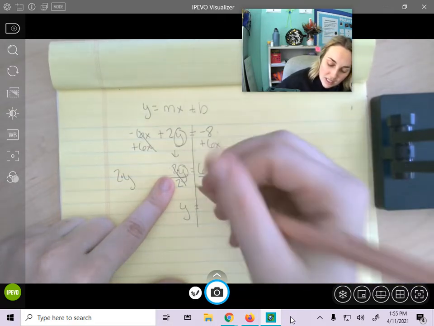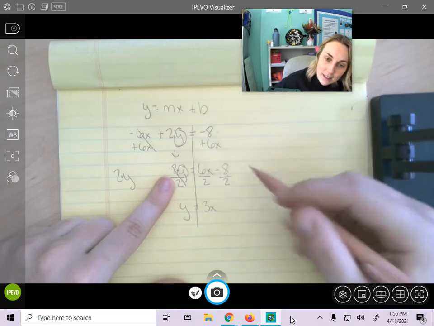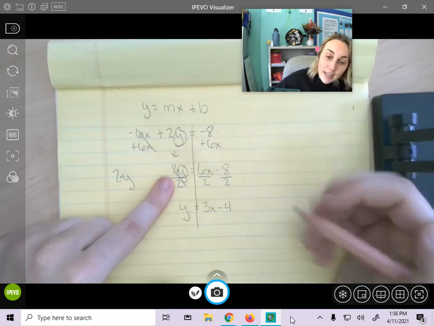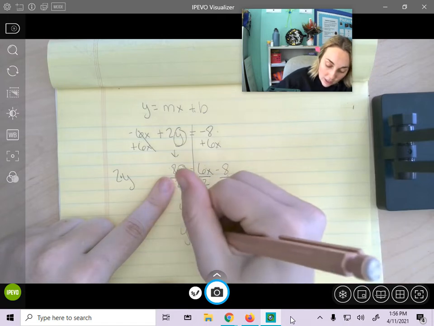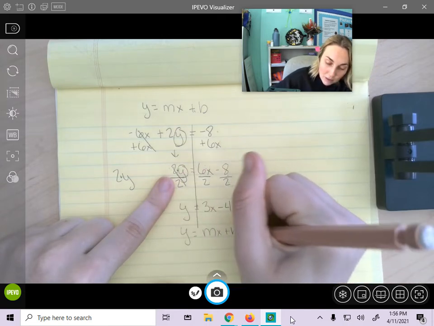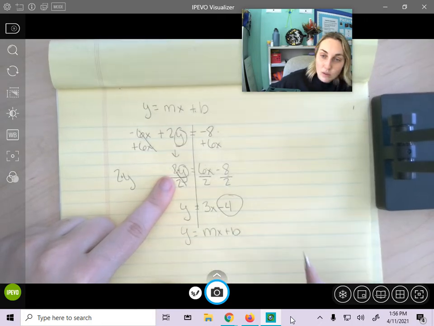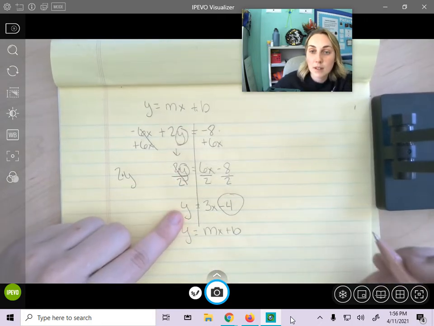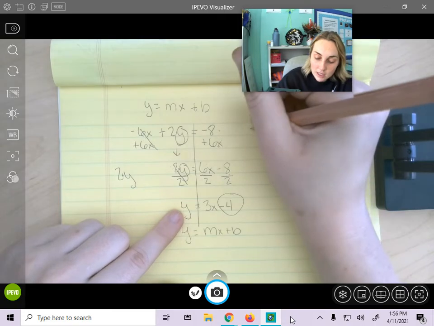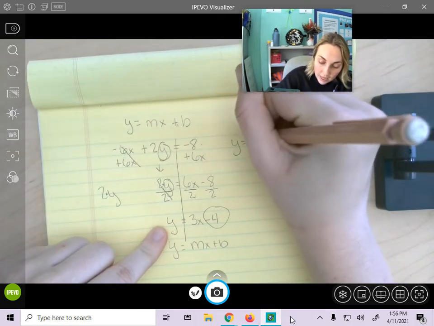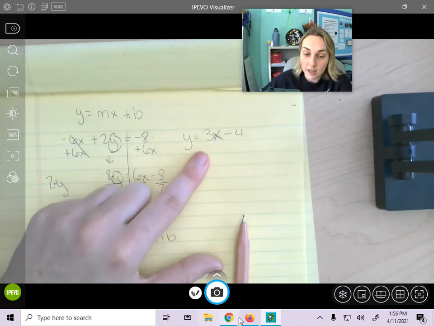6 divided by 2 is going to give me 3x. Negative 8 divided by 2 is going to give me negative 4. And guys, we now have an equation in y equals mx plus b form where I can graph my y-intercept first and then use the slope to graph the rest of it. Okay, so our equation is y equals 3x minus 4. So now let's go ahead and plot it.